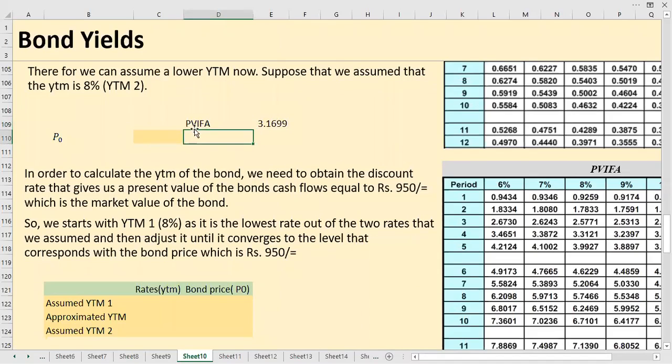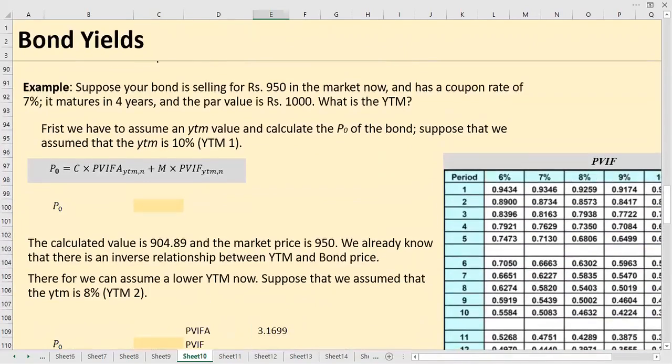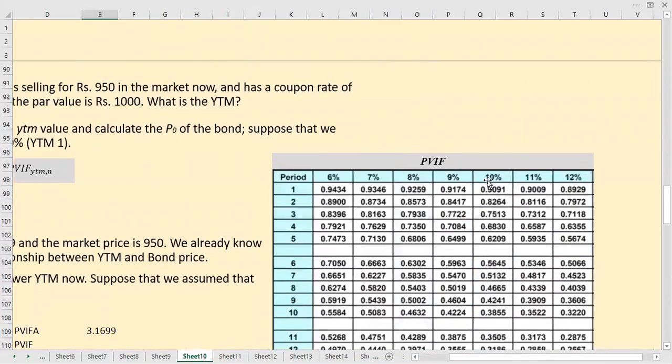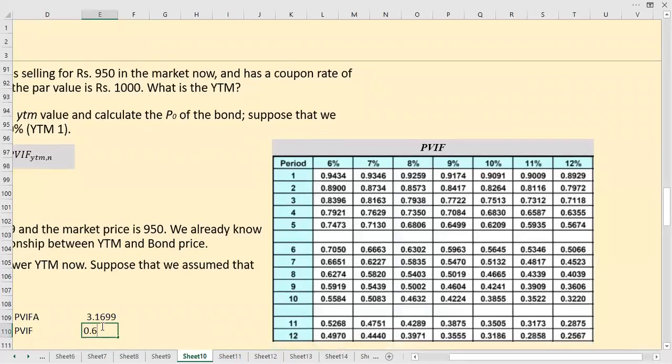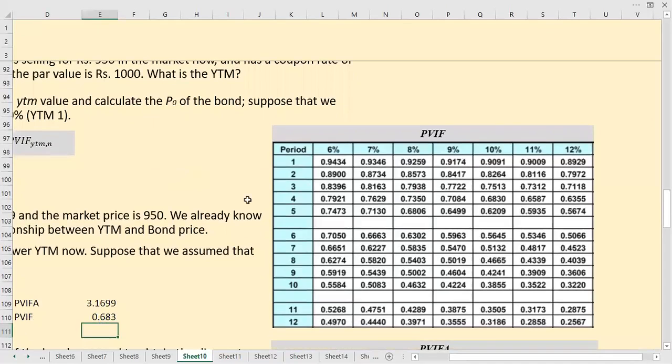and the PVIF value, for that we have to go to the next table. So 10%, 4 years, that is 0.6830. So I'm going to put it here, 0.6830, right?